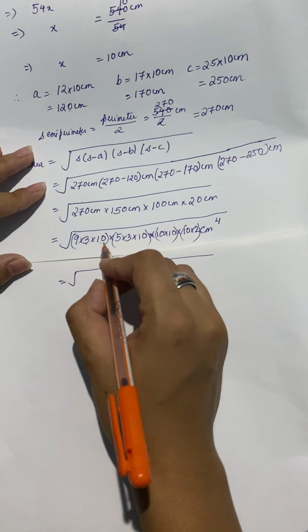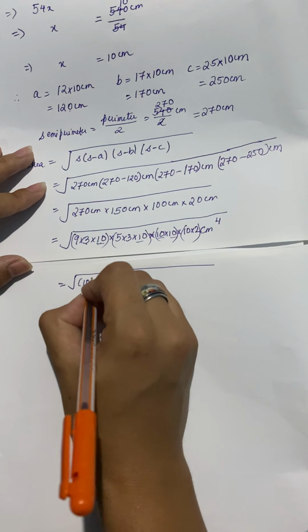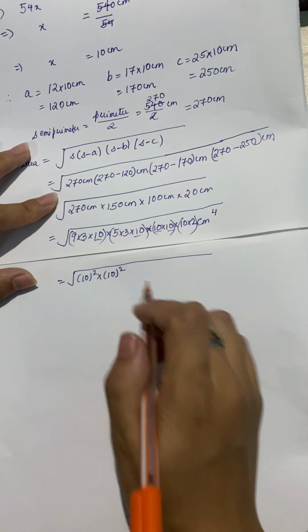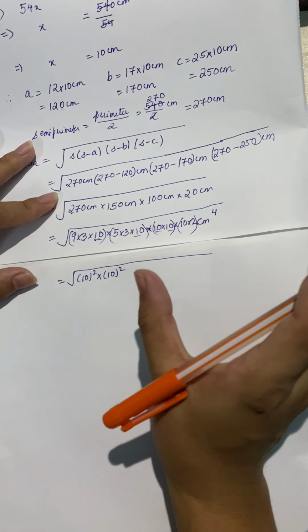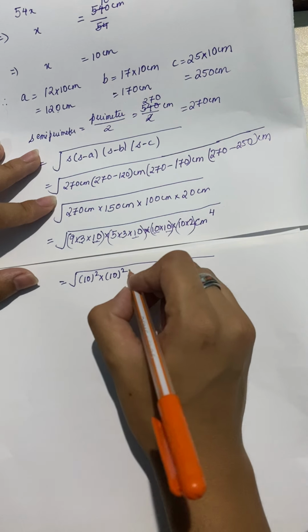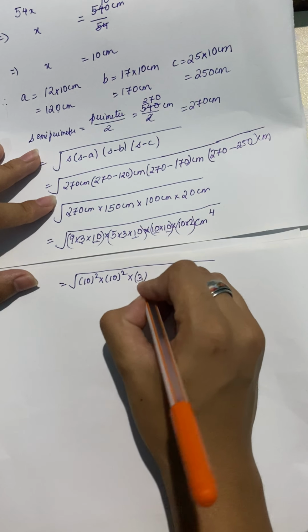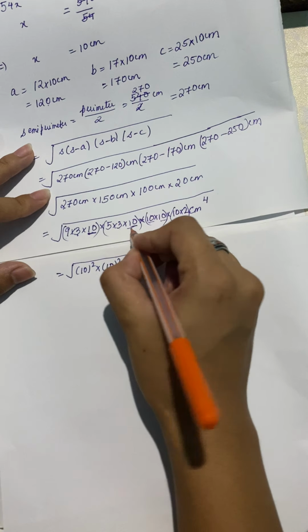10, 10, 10, 10. Can I write it as 10 square into 10 square? Why? Because 10 appears 4 times. 1, 2, 3, 4. The 5th time you leave it, we cannot find a pair for that, so I'm just writing 10 square. Into 3, how many times? Twice. So I'm writing 3 square. But pay attention to this given 9. So we're done with this 10, we're done with this 10, and this 2 10.